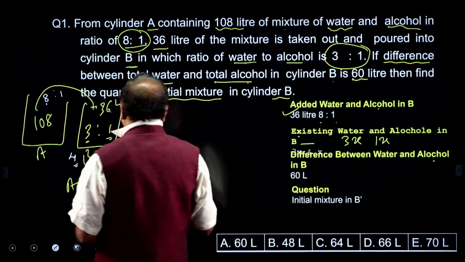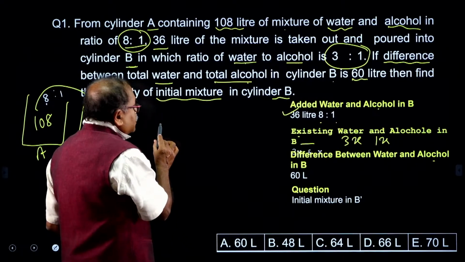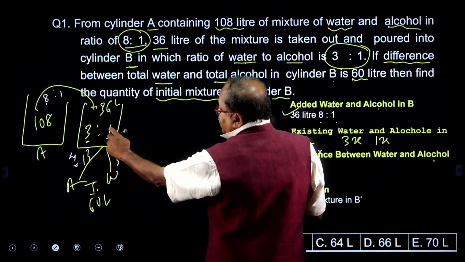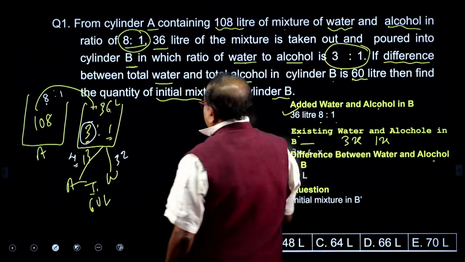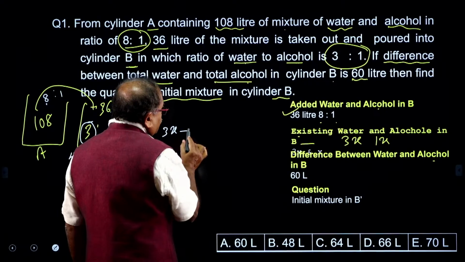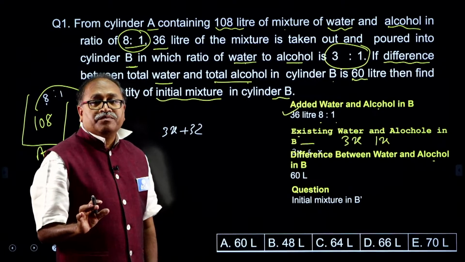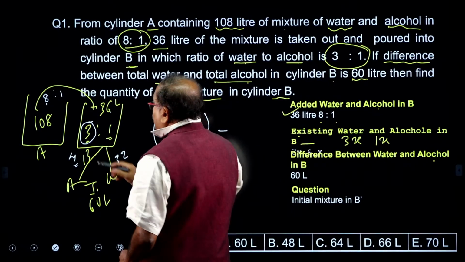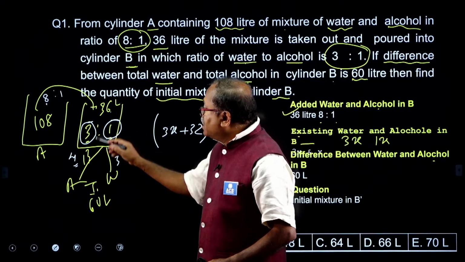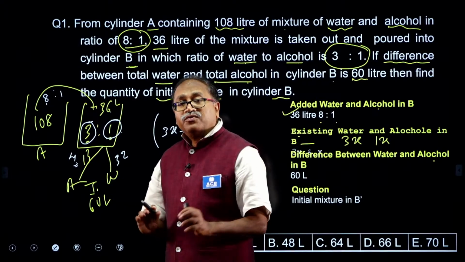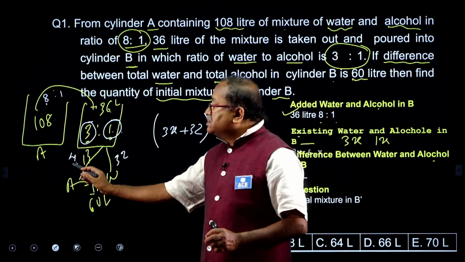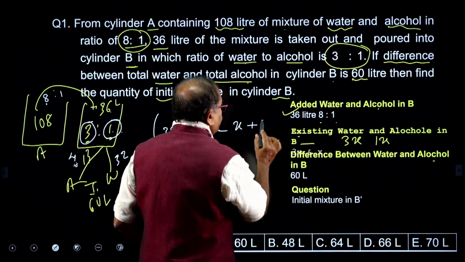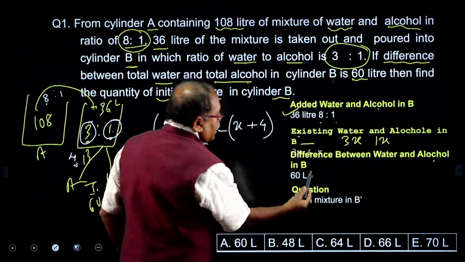And the second way to notice this part is, let us take this one. Then what is the water here? Initially the water is 3 parts, so 3x plus 32, this is the quantity of water in B, minus the quantity of alcohol here. The alcohol is 1 part and you are pouring 4 liters over here, so I will consider this as x plus 4. If I take out that x plus 4, then the difference is given to us as 60 liters.